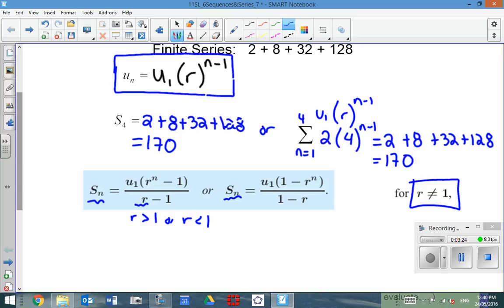But if r is greater than 1 or r is less than 1, we'll use this first one. And the second formula is for when r is between negative 1 and positive 1, so when you're looking at a fraction or decimal between negative 1 and 1. So those are our 2 formulas. Your textbook also shows you the proof of how these formulas are derived, and we will go through that with you in class.